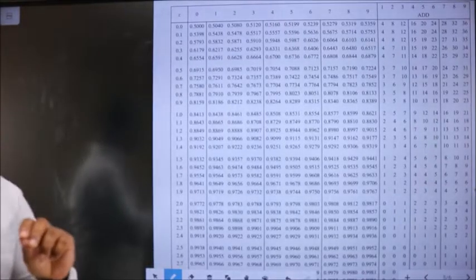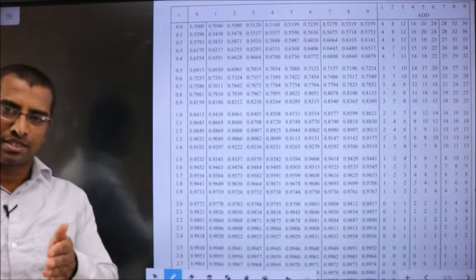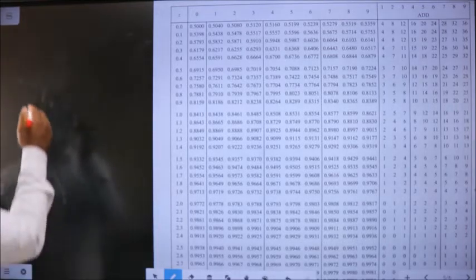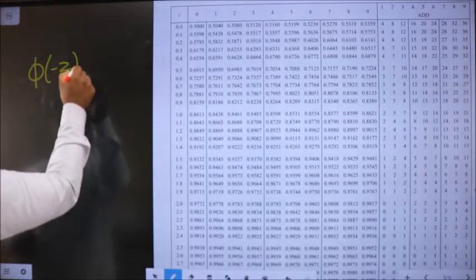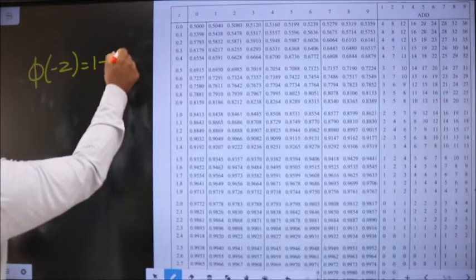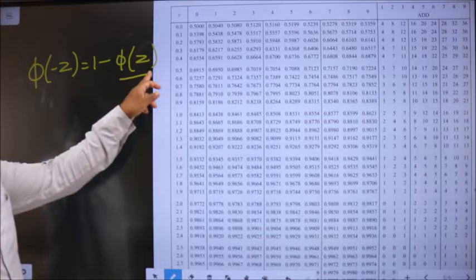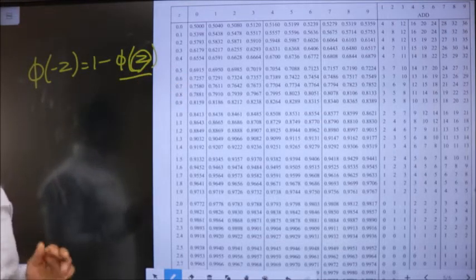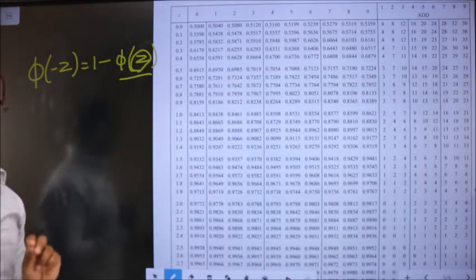Sometimes we come across negative values for z. In that case, directly this table should not be used. First, the negative value of z should be converted into positive. For that, the formula is phi of minus z is equal to 1 minus phi of plus z. Once this has become positive, you can make use of this table. Clear? It's negative, directly this table should not be used.